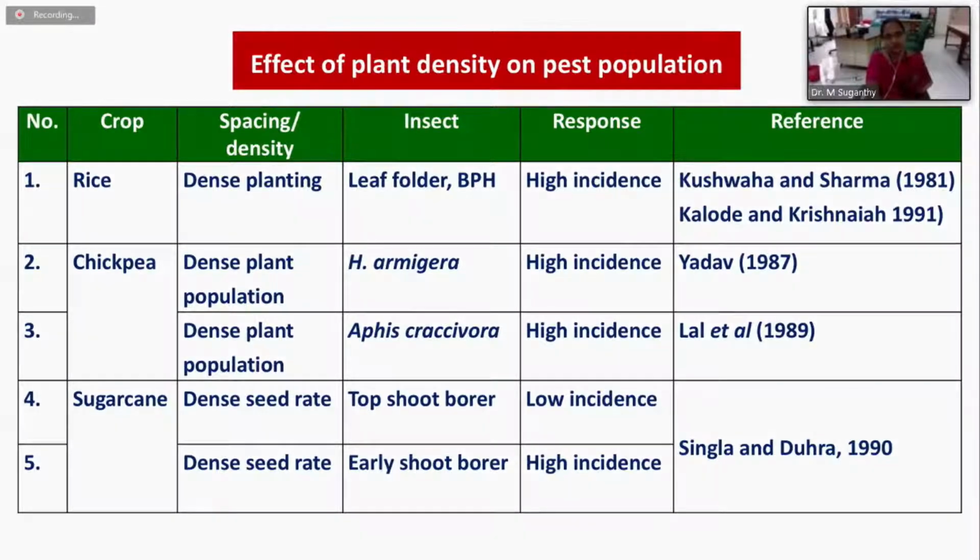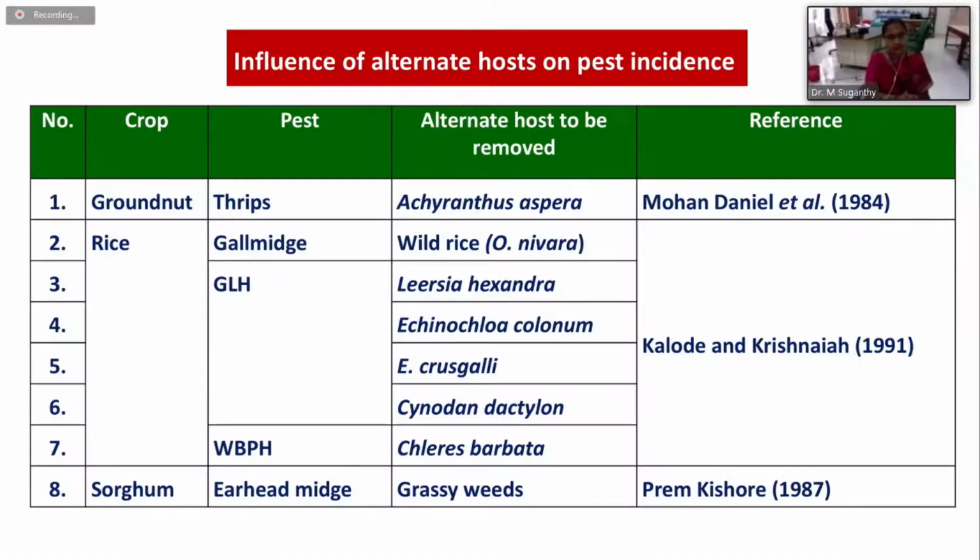Then influence of alternate hosts. I already told you, most of the weeds in the crop ecosystem serve as alternate hosts for most of the dangerous pests in crops. So we should avoid these weeds in the ecosystem.